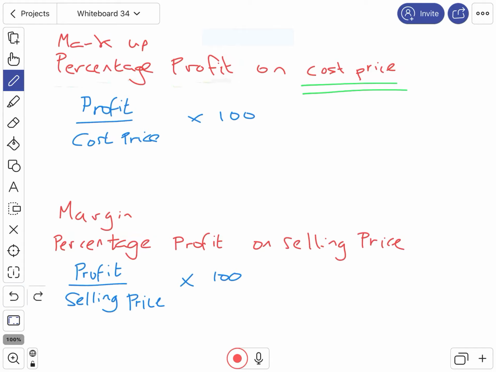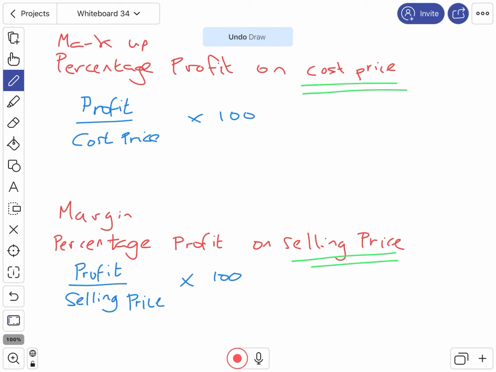For margin then, if they ask you to find the percentage margin, or the percentage profit margin, either of those things, but you'll see the word margin will be written. That is the percentage profit on the selling price. So the only difference between markup and margin is that one is the profit on selling price and one is the profit on cost price. So if we're doing margin, then we have to get the profit, we have to get the selling price, so profit over selling price, and then to get the percentage we multiply it by 100.